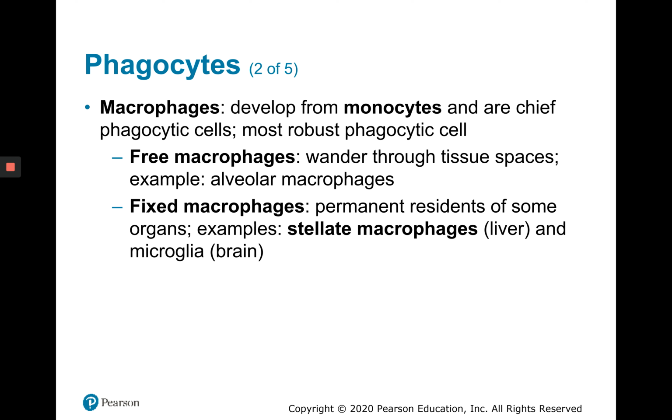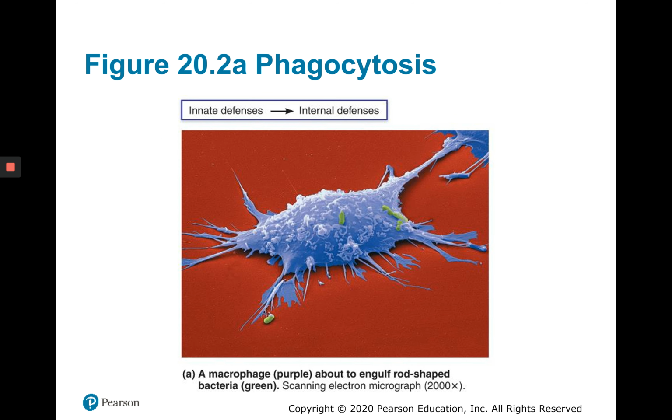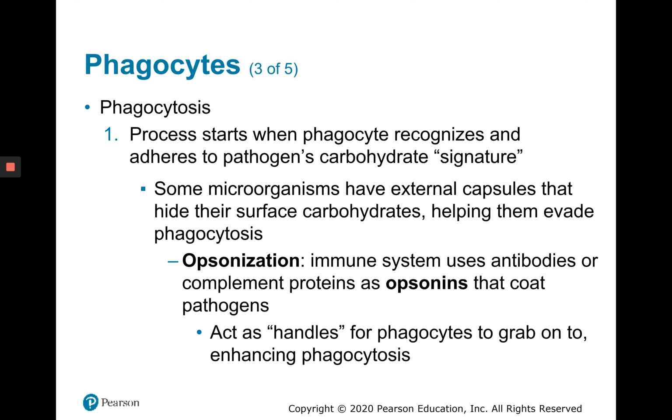There are both free and fixed macrophages. Free macrophages can wander, whereas fixed macrophages, you may expect, are fixed at a particular organ or tissue. The stellate macrophages in the liver and the microglia, which are macrophages of the brain, are examples of fixed macrophages. Here is a macrophage. It's in purple, whereas the bacterium it's trying to ingest or phagocytose is in green. It's a rod-shaped bacterium. We get this picture via a scanning electron micrograph, and it's artificially colored.